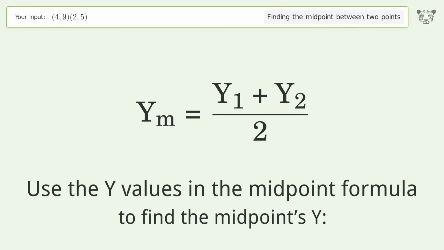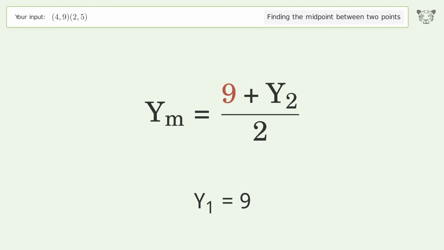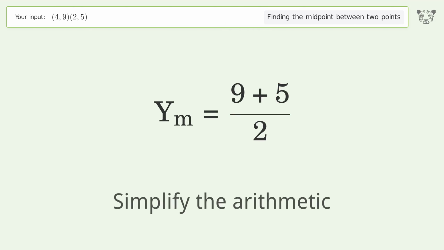Use the y values in the midpoint formula to find the midpoint's y. y1 equals 9. y2 equals 5. Simplify the arithmetic.